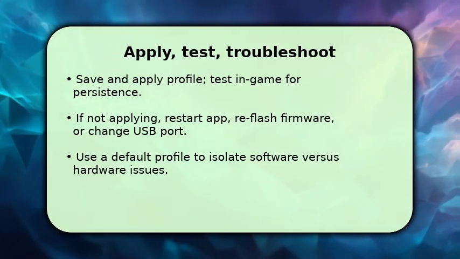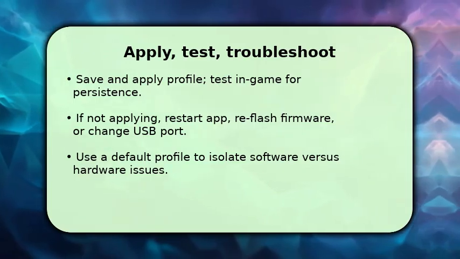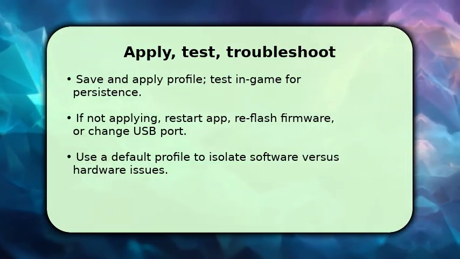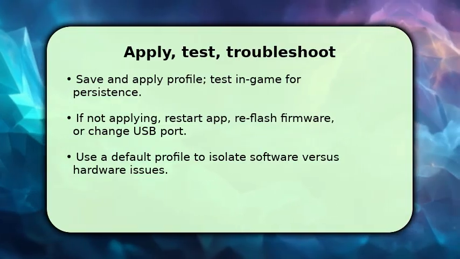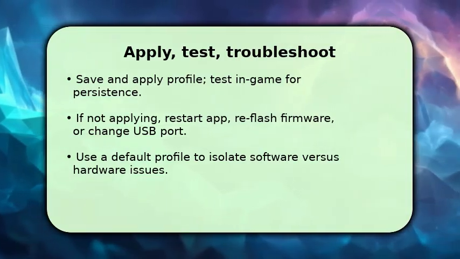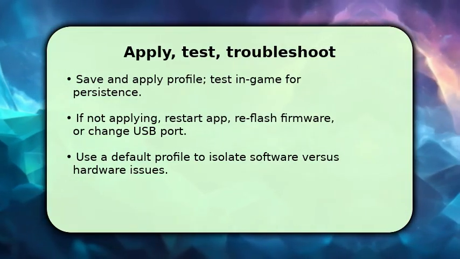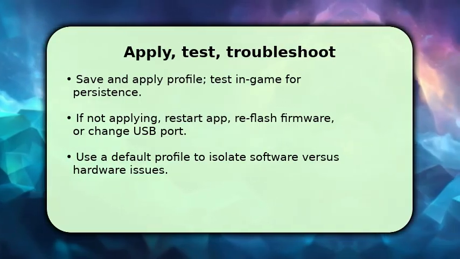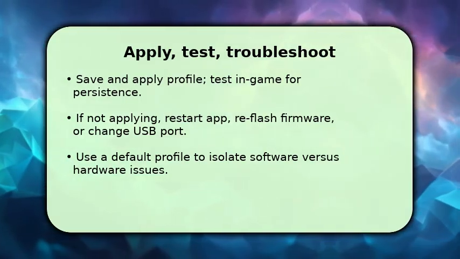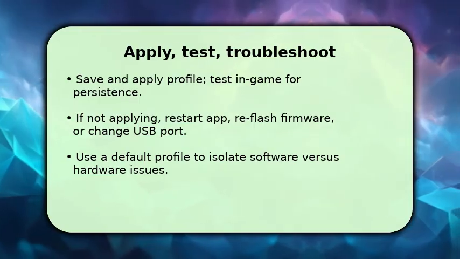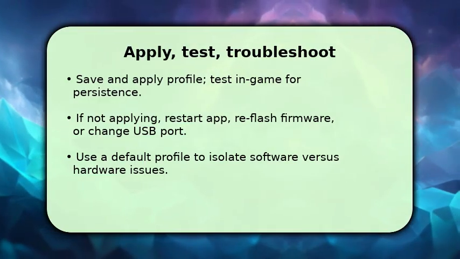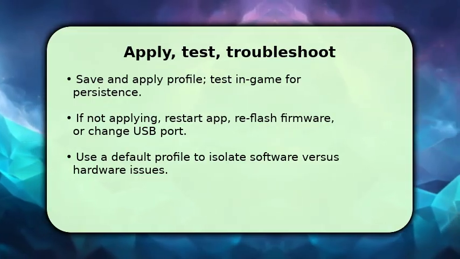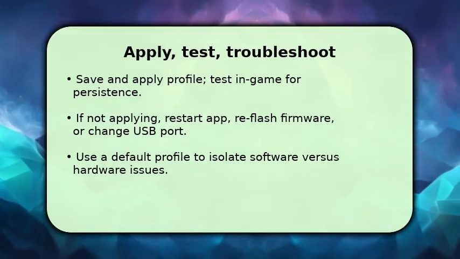If the change doesn't stick, make sure you restart the lighting app and the game, then try reflashing firmware or moving the keyboard to a different USB port because drivers can lock settings. If problems continue, switch to a default lighting profile to see whether the issue is software conflicts or hardware. This one troubleshooting step quickly narrows down whether you need software fixes or a hardware service call.